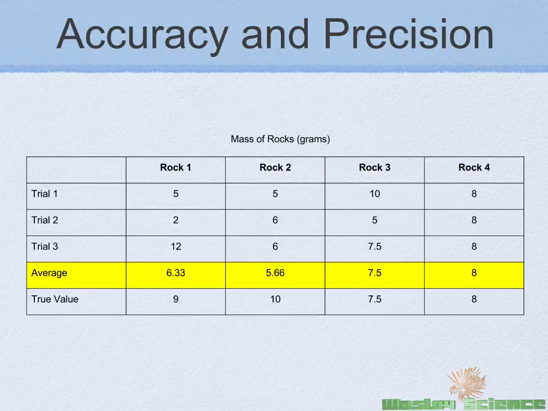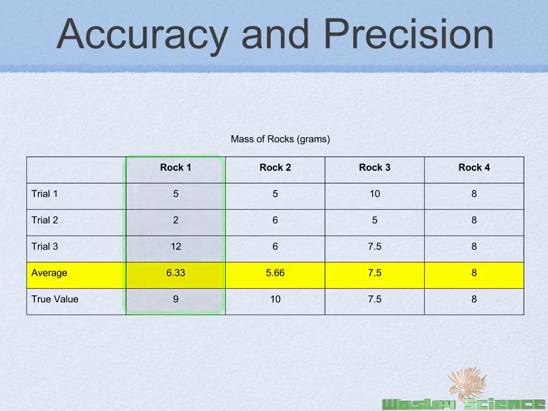Alright, so now we're going to put it all together. So we're going to talk about 4 words in one sort of thing here. We're going to talk about accuracy, precision, and then we're going to talk about reliability and validity. So a data table is a great way to understand all these words. So we have 4 rocks here, and the mass was taken of these rocks. Each mass of each rock, you took the mass 3 times for 3 trials and then calculated an average of that mass. And then there was also a true value that was provided.